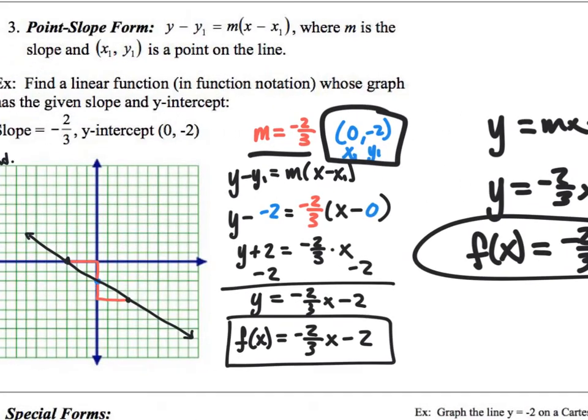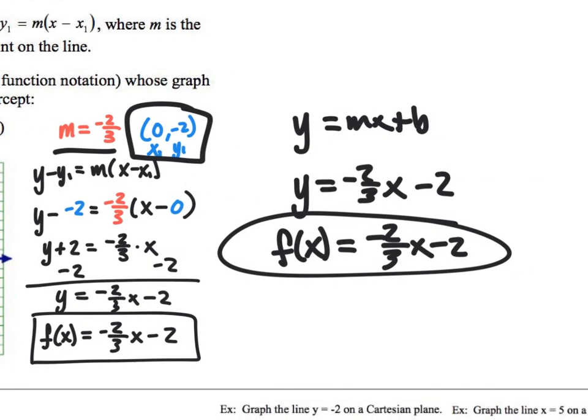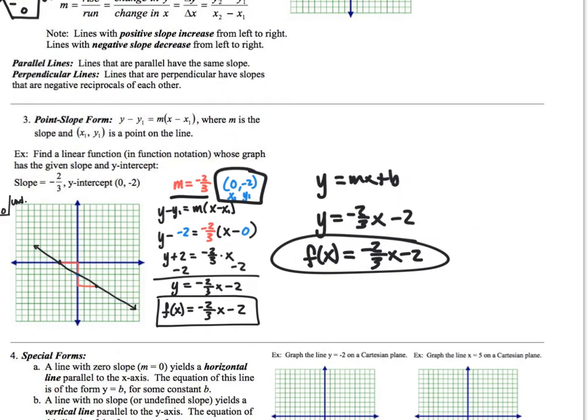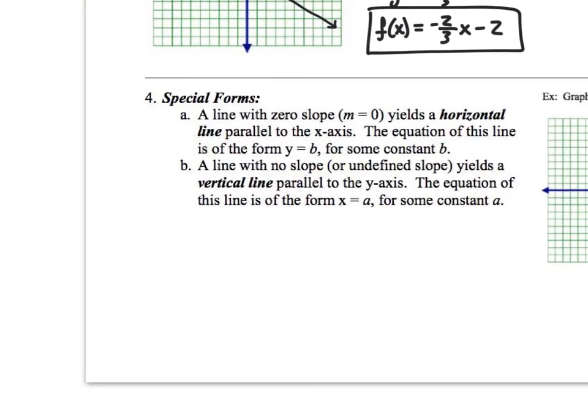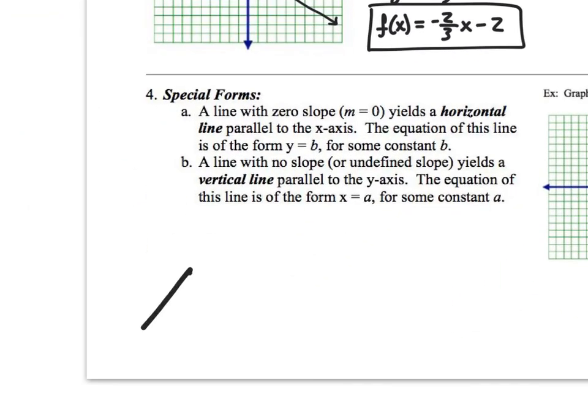Now, if they didn't give you the y-intercept, this will still work. And I'll also show you another way to write this equation if it's not using point-slope form. So we've got a couple special forms here. Remember how I told you about slopes, where you either have a positive slope, a negative slope, a zero slope, or an undefined slope. We're going to talk about these two types of lines here.